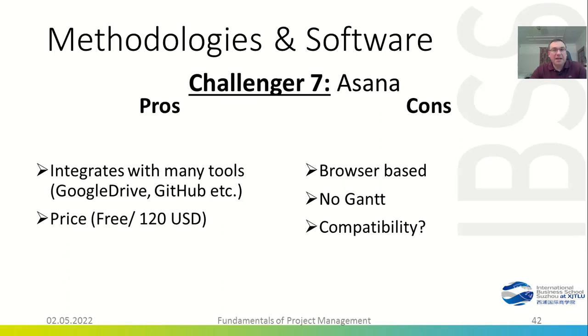Now, challenger number 7, Asana, has the advantage that it integrates with, for example, Google Drive, GitHub, and the like, and it is either free or costs $120. And when you are working with projects that have a lot of intersections, for example, Google Drive, GitHub, and so on, you want a tool that allows you to share across all these things and to use all these things at the same time. Again, it's browser-based. It does not have Gantt charts. And again, how does it fit into your normal office workflow? What is the compatibility?